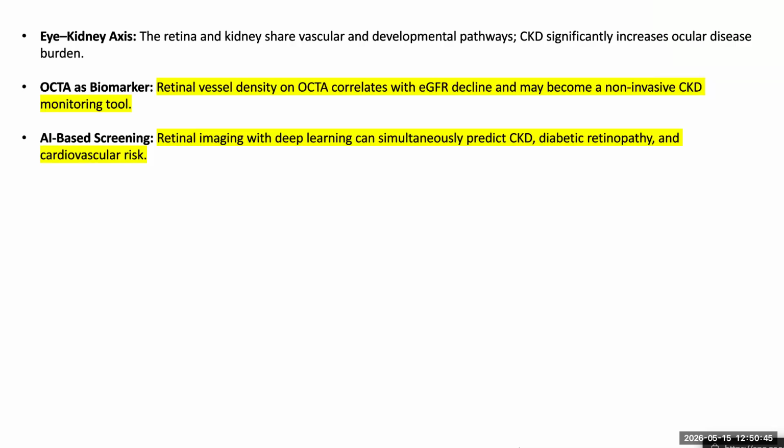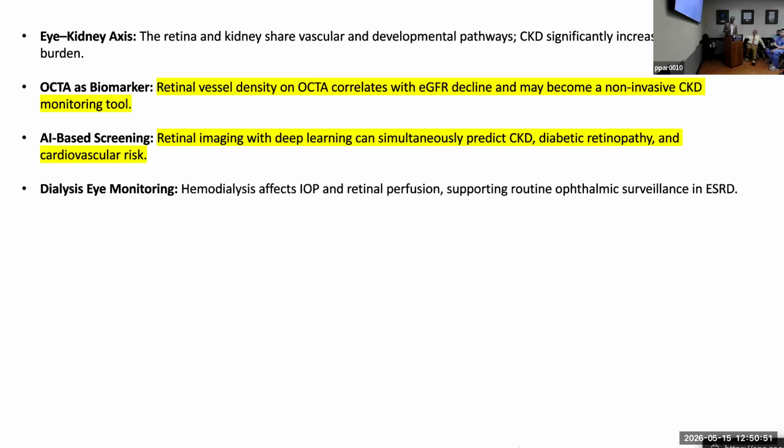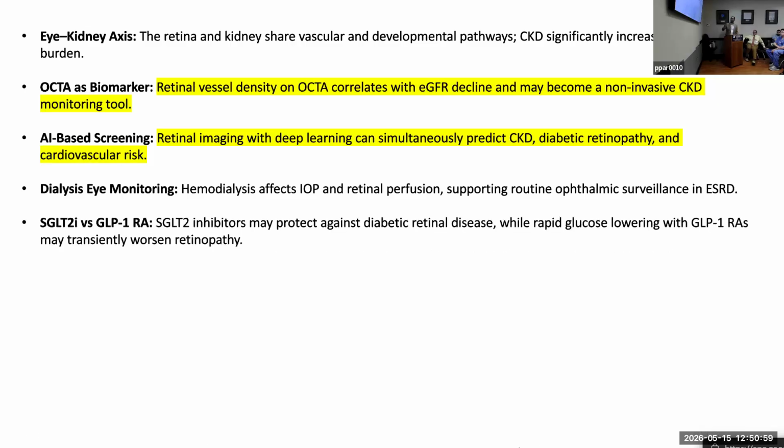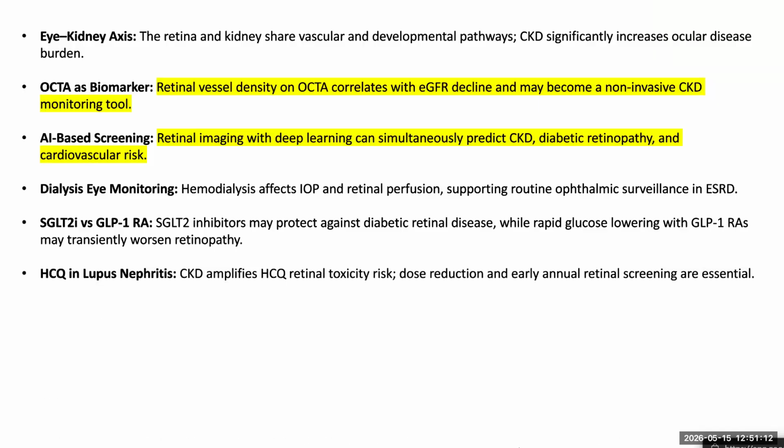AI-based screening: retinal imaging with deep learning can simultaneously predict CKD, diabetic retinopathy, and cardiovascular risk. We are already working on it. For eye monitoring, there should be some support for ophthalmic surveillance in ESRD, but I think the impact is not that much. SGLT2 inhibitors may protect against diabetic retinal disease, which is right now not much proven. And as we discussed, GLP-1 can worsen the retinopathy.